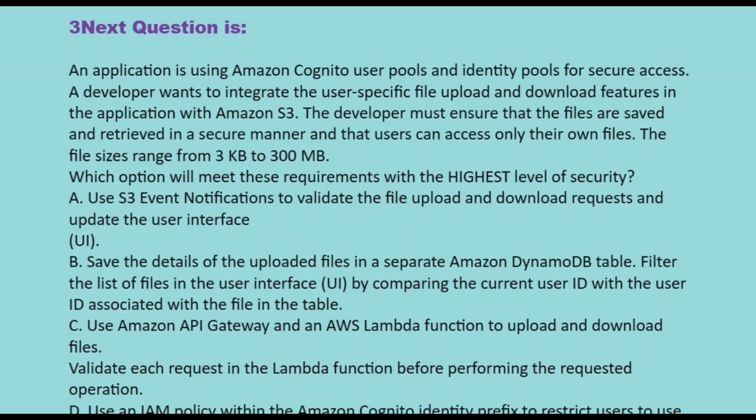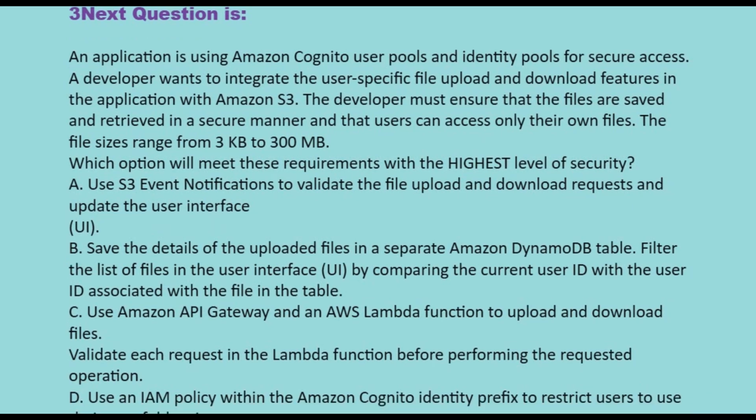Option A. Use S3 event notifications to validate the file upload and download request and update the user interface UI. Option B. Save the details of the uploaded files in a separate Amazon DynamoDB table. Filter the list of files in the user interface UI by comparing the current user ID with the user ID associated with the file in the table.